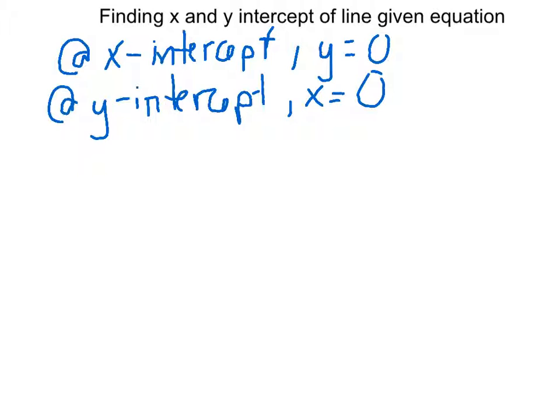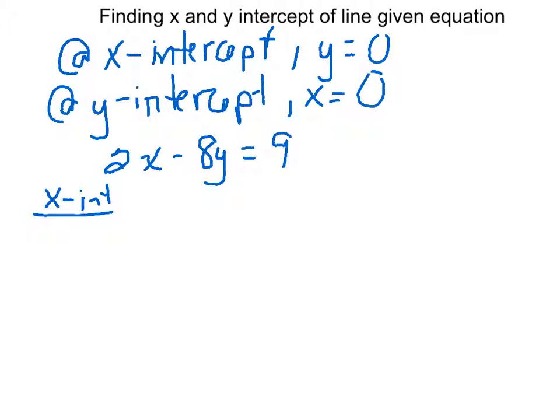Let's just do an example now. Let's say we have an equation of 2x minus 8y equals 9. To find the x and the y-intercept, we have to do it in two steps. First, for the x-intercept, since I said a minute ago that at the x-intercept y is 0, we're going to put in 0 for y. We're going to recopy the equation. Wherever we see a y, we're going to put in 0. So 2x minus 8, there's a y value, so we're putting in 0, equals 9.